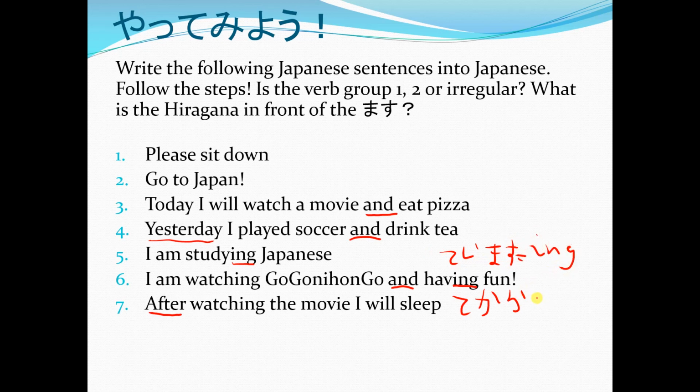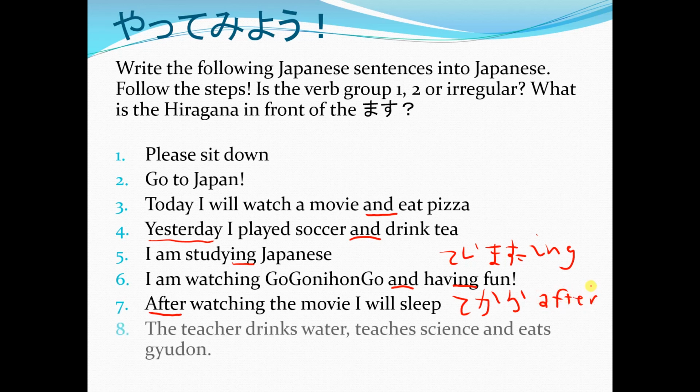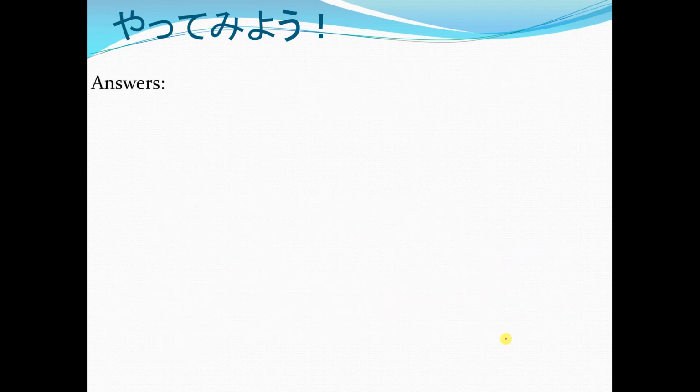I'm very sorry. And the last one, we're going to have a look at number 8. The teacher drinks water, teaches science, and eats gyudon. Remember, te form can be the comma, but it can also be and. So pause now before we check the answers. How did you go? These are the answers.